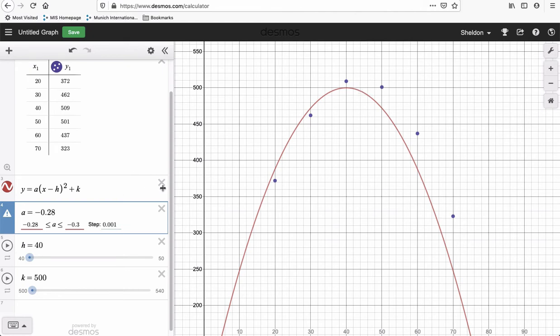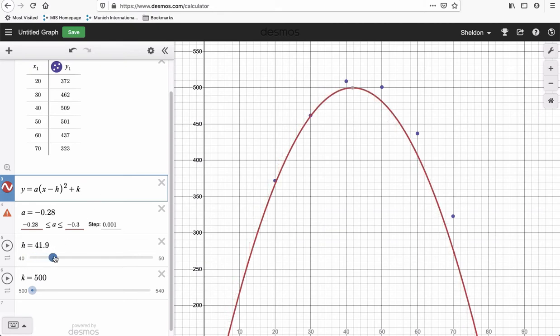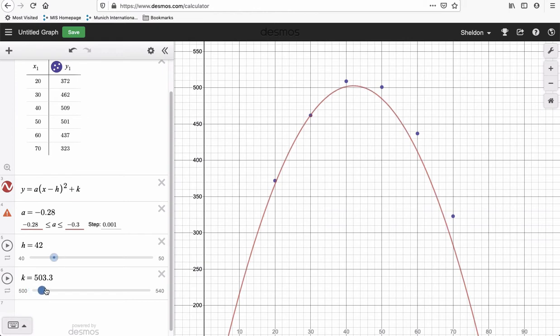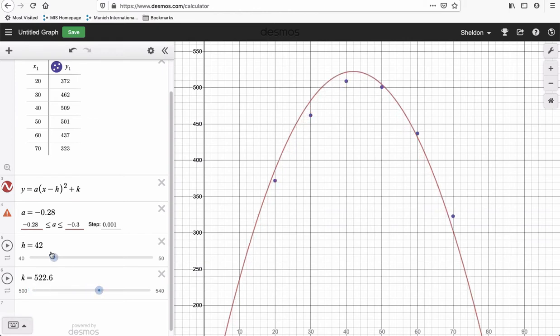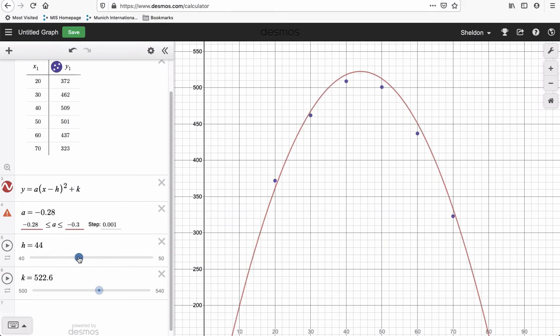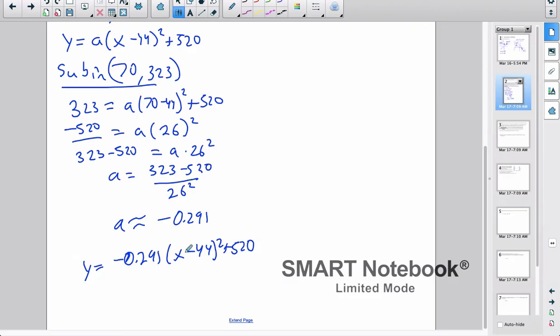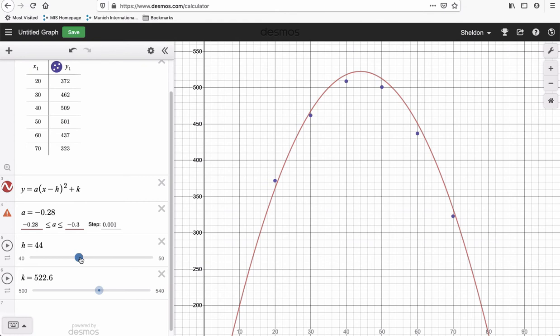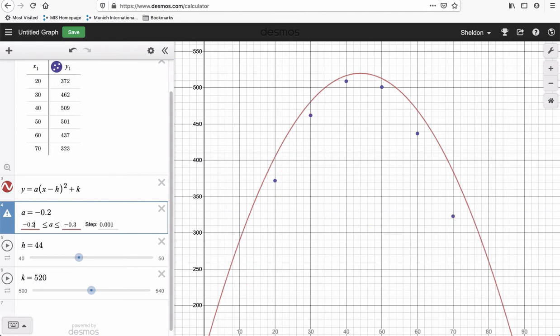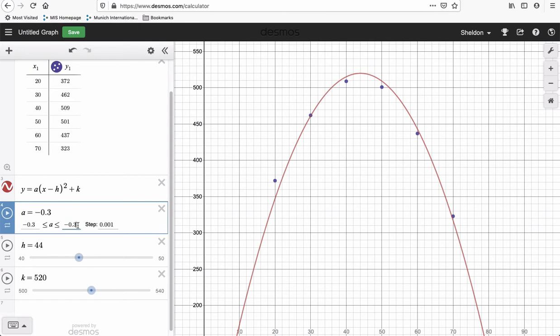Now we have this parabola. We want to move it up a bit. Actually, let's move this to 42. Let's change it to our model. We said that was 42 before, or did we say 44? I think it was 44. Right, was it 44? Yes, it was 44. Okay, and this was 520. The a value was 2. Did I make a mistake here? Oh yeah. Negative 0.3 is actually smaller than 0.28, so we've got to put the 0.3 here and the 0.28 here.